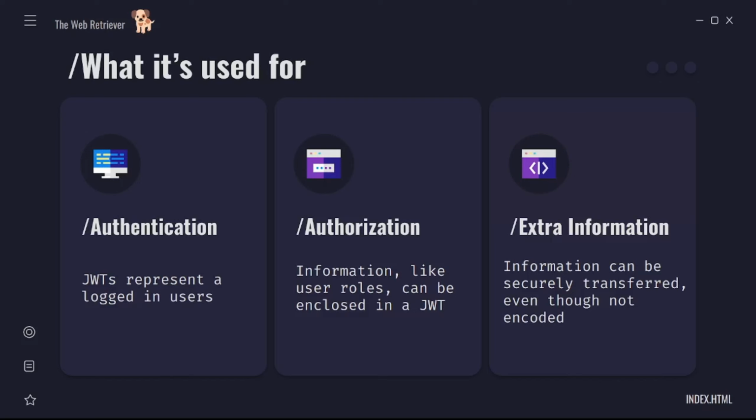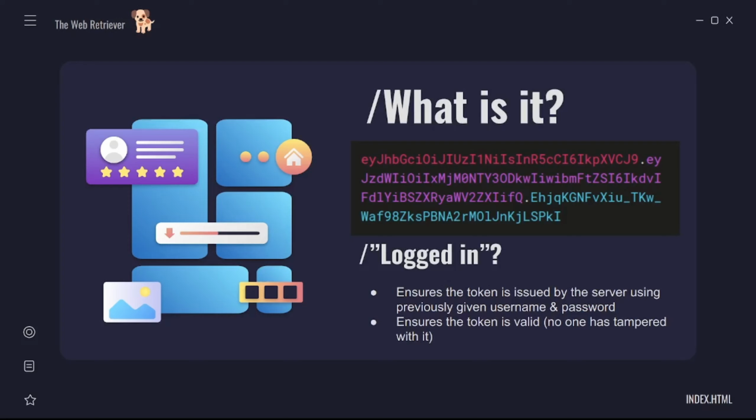But what are JSON Web Tokens? In all honesty, they're just a string of characters. However, these characters have a certain meaning associated with them. We'll get to that later, but let's first take a look at what logged in really means. When we think about a logged in user, what does that mean? It really is a way for the server to be able to identify a logged in user using some previously given credentials, like a username and a password.